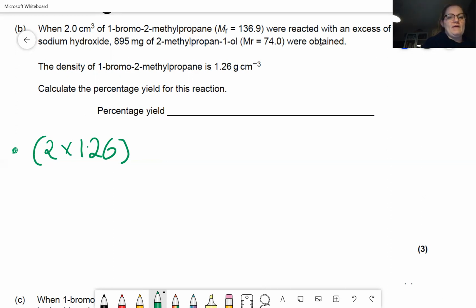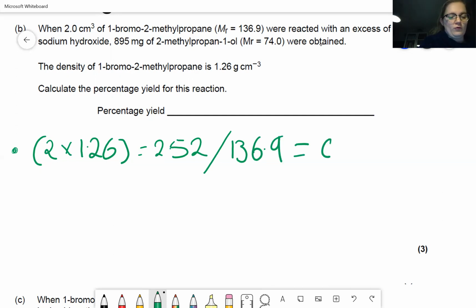2.52, and basically then that 2.52, we are going to divide that by 136.9 because that's our Mr. And that will give us 0.0184 moles, and that is of our 1-bromo 2-methyl propane. Okay.